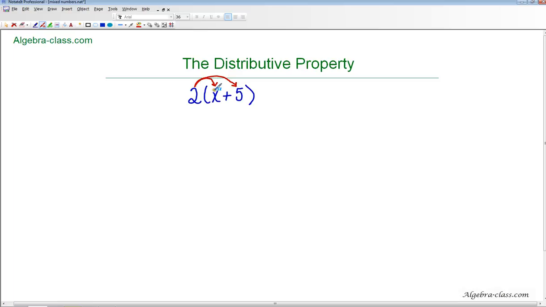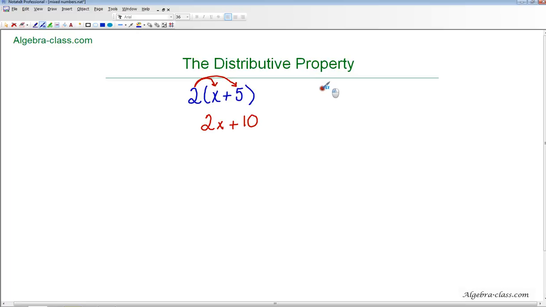So 2 times x is 2x. And then I've got to go back and also distribute 2 to the 5. So 2 times 5 is 10. So the simplified answer without the parentheses is 2x plus 10. Now, we're going to take a look at another example.